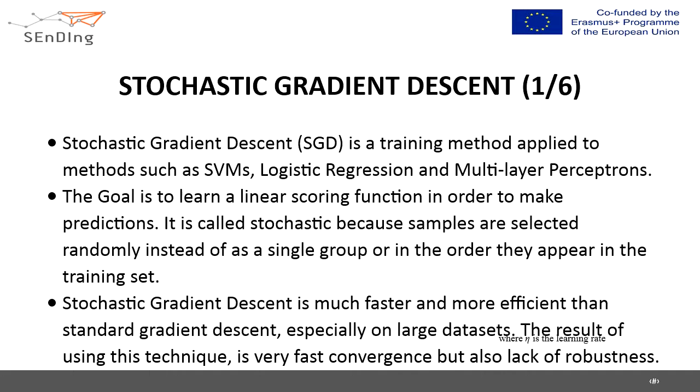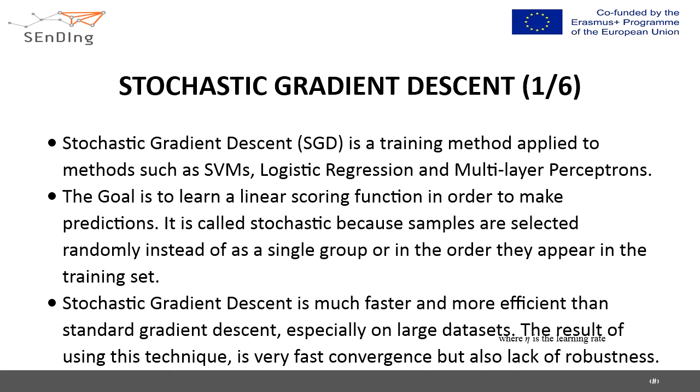Stochastic gradient descent (SGD) is a training method applied to methods such as SVMs, logistic regression and multilayer perceptrons. The goal is to learn a linear scoring function in order to make predictions. It is called stochastic because samples are selected randomly instead of as a single group or in the order they appear in the training set.